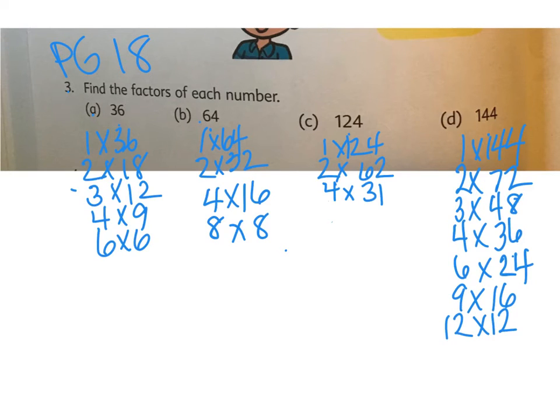And I quickly did this, so I might have missed a couple. But for 36, we have 1, 36, 2, 18, 3, 12, 4, 9, 6. And I don't need to repeat 6 because I already said 6. 64: 1, 64, 2, 32, sorry, that's bad, 4, 16, and 8. 124: 1 times 124, 2 times 62, 4 times 31, and 144: 1 times 144, 2 times 72, 3 times 48, 4 times 36, 6 times 24, 9 times 16, 12 times 12. Did I miss any? Hopefully not. But if I did, my apologies.